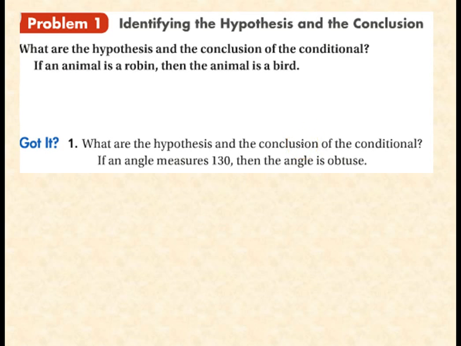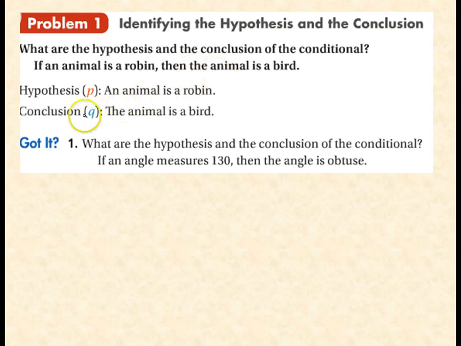Alright, so the first kind of thing we're going to do is identifying the hypothesis and conclusion of a conditional statement. If an animal is a robin, then the animal is a bird. So the hypothesis goes right after the if. So hypothesis P, the animal is a robin. The conclusion is after the then. So the conclusion is Q, the animal is a bird.